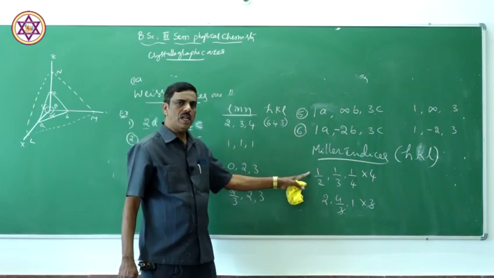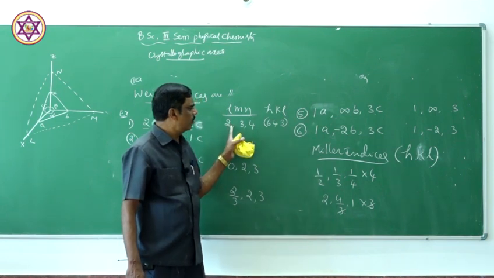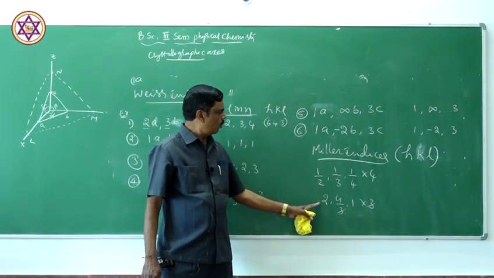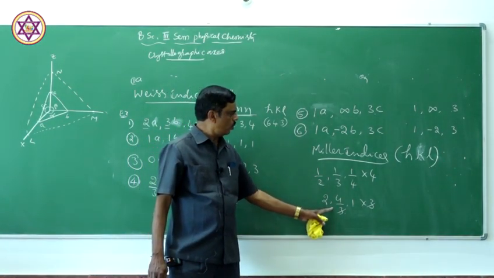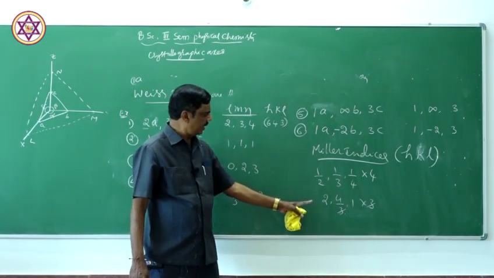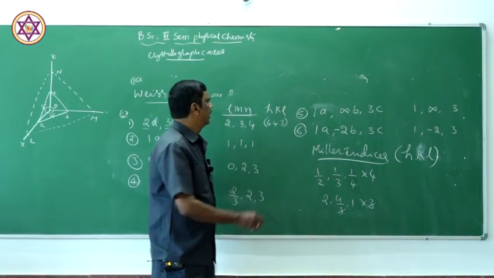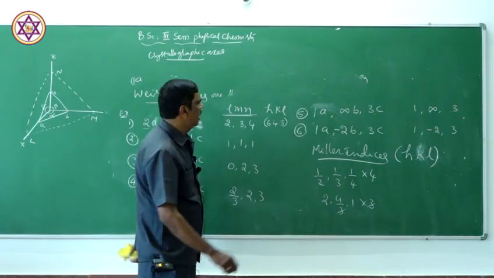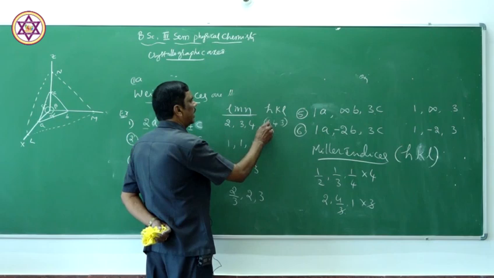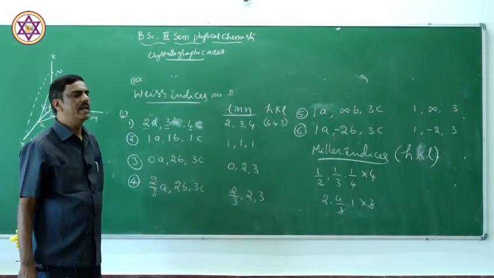So, you take the reciprocal and convert that into a whole number. You take the reciprocal, 1 by 2, 1 by 3, 1 by 4, multiply by 4, and you get 2, 4 by 3, 1. Again, convert that into a whole number by multiplying by 3. This becomes 6, 4 and 3. 6, 4, 3 is the Miller indices. While writing the Miller indices, don't separate them by commas; you just write them continuously inside a small bracket. This gives you the Miller indices.